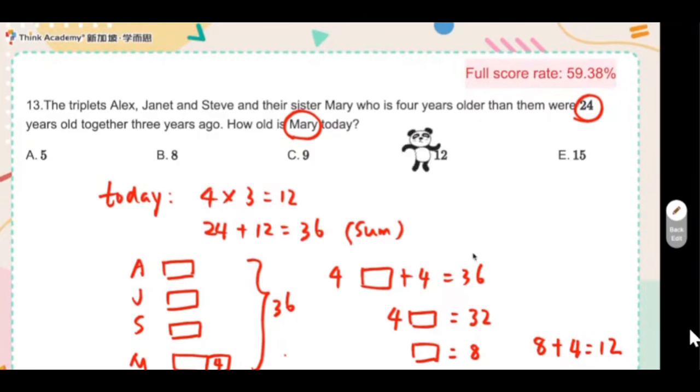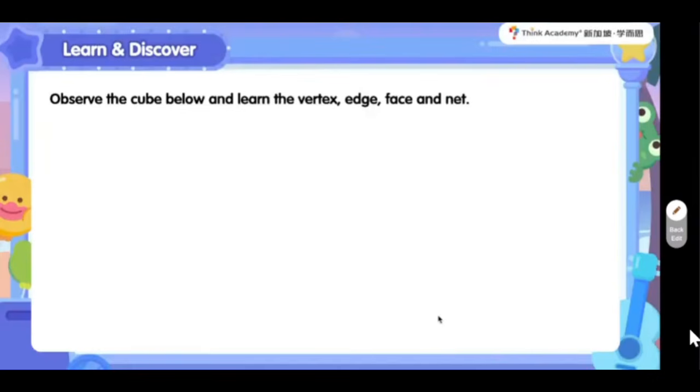Yahoo! Good job, everyone. Then this time, let's move on. Okay, so this time we're going to talk about question 14. And before that, let's review what we learned several weeks ago. That is, we talked about the cubes, right?